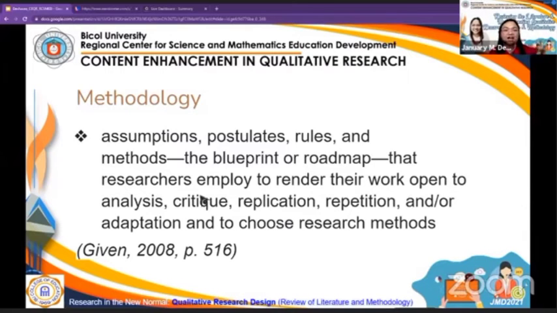But when we look at the methodology, this is an important section of your paper. And most of the time, we cannot publish our paper because of the way that we have written our methodology. So we really need to be careful in writing it. According to Given in his book, methodology includes the assumptions, the postulates, the rules, and the methods. It serves as the blueprint or roadmap of your study. So your methodology should be open for analysis and critique. Remember earlier, you can have a methodological arrangement or organization, replication, repetition, and even adaptation.